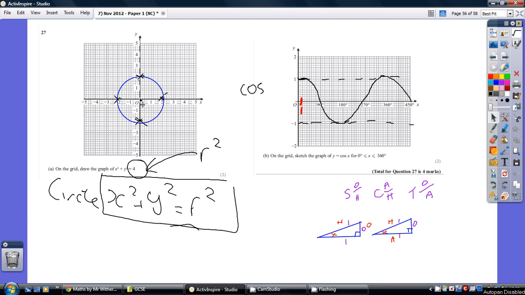With a radius of 2, so going through 2, minus 2, minus 2 and 2, so get out your compass and draw that circle. Now the cosine curve for part B.